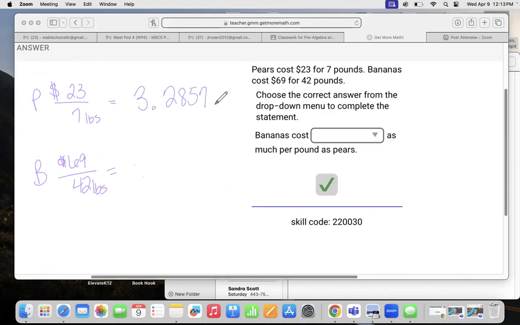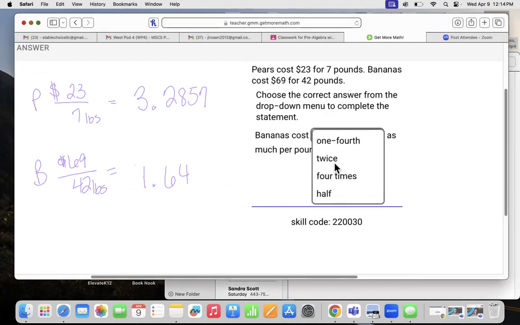Gets me 3.2857. We're going to have to round here, right? And then 69 divided by 42, fractions are just division, is 1.64. So the pears cost more than the bananas. So it says bananas cost blank as much as the pounds per pear. So let's see.